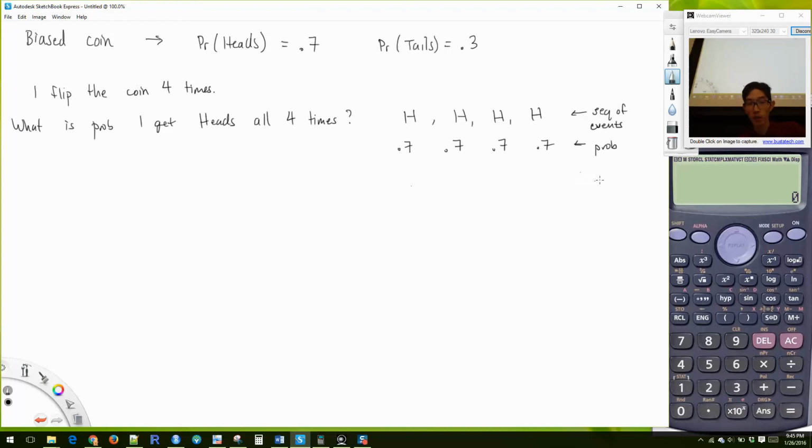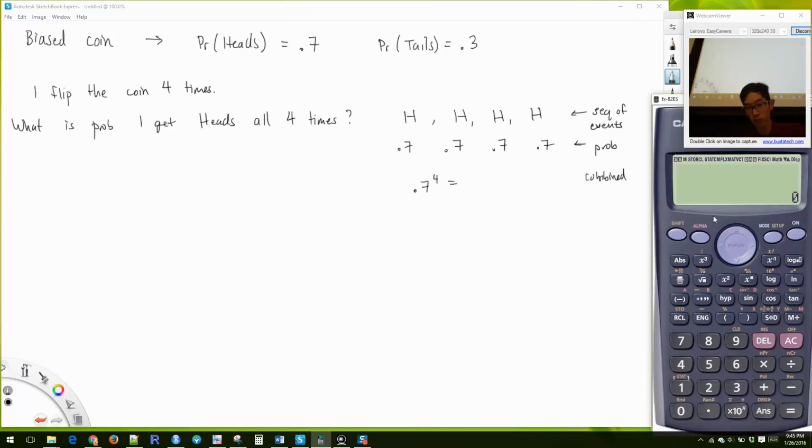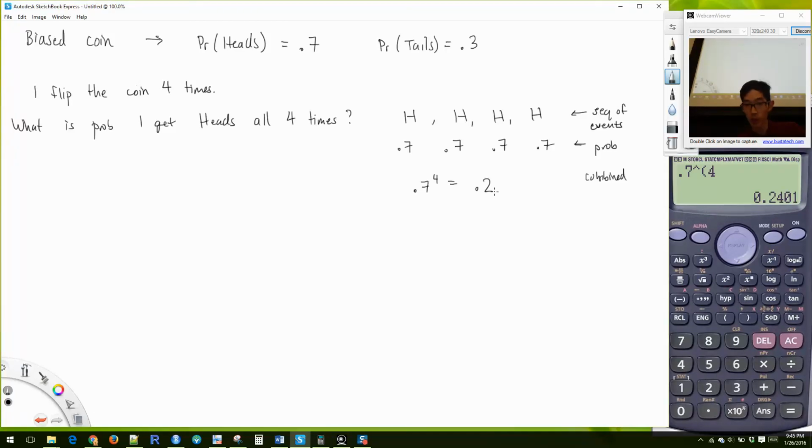So the combined probability is I just multiply these numbers together. So I'm going to just do 0.7 raised to the fourth power, which is like 0.2401, I believe. Yeah, 0.2401. Okay, and that's our answer. What's the probability I get heads all 4 times? It happens about 24% of the time, okay? If you've got this biased coin that works this way.